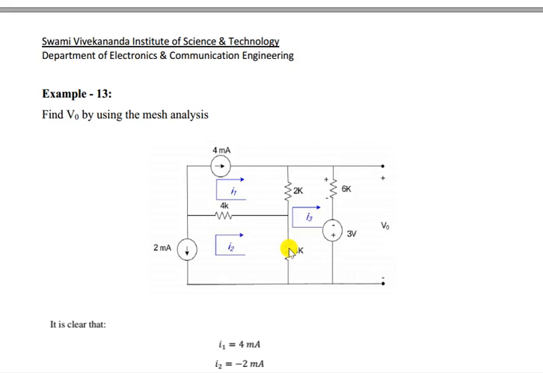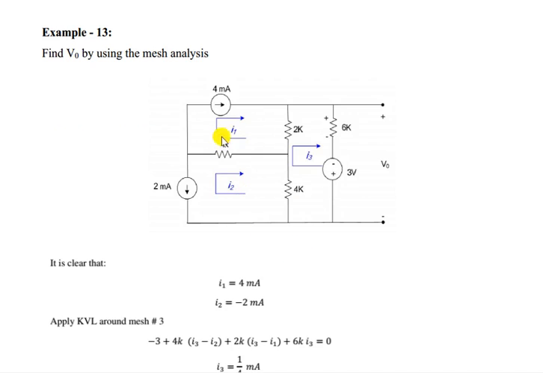Now there is another problem, that here it is very easy because I1 is flowing through this path. So I1 is nothing but 4 milliampere, and this current source is not common to two meshes, single mesh. So mesh current will be just value of the current source. I2 is also minus 2 ampere because direction is opposite here. Okay.